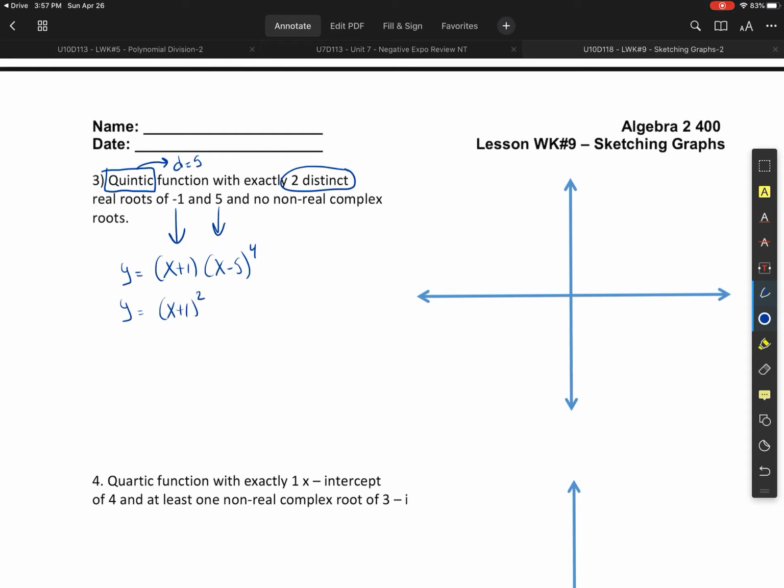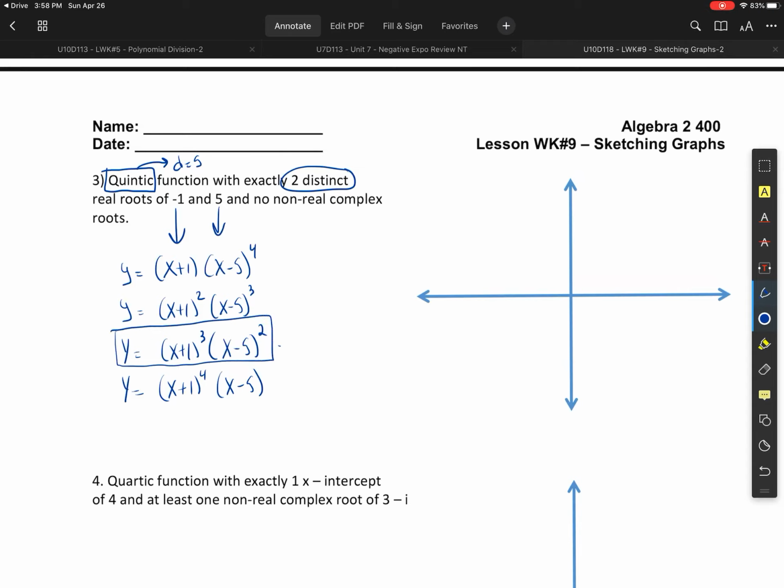There could be 2 negative 1s. There could be 3 5s. There could be 3 negative 1s and 2 5s. There could be 4 negative 1s and 1 5. All acceptable answers in this situation. Now, it doesn't matter which one you choose. In the end, just pick it and graph it.